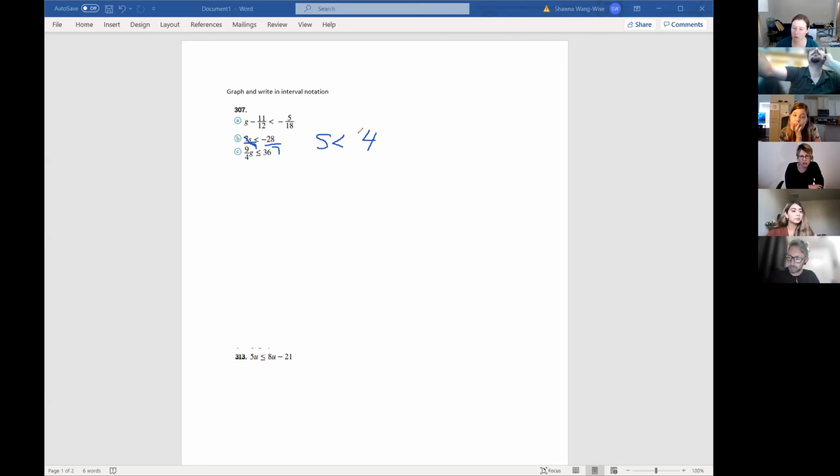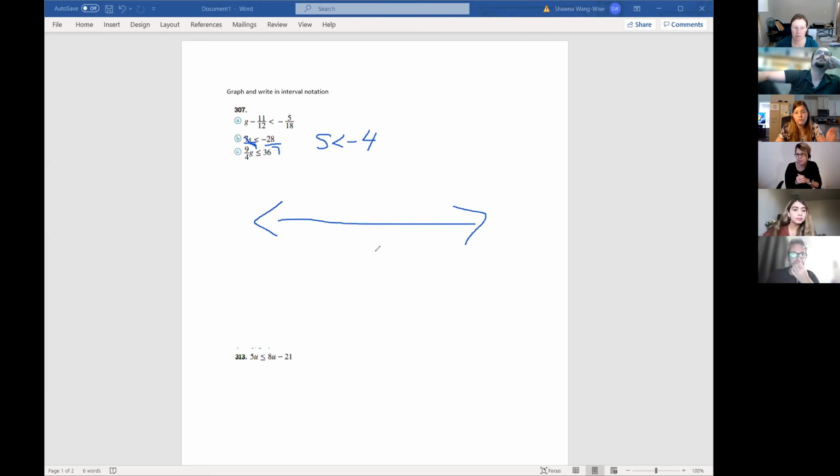Regular 4 or positive 4 or negative 4? -4. All right. And then the number line? So you're going to go 4 and then to the left towards negative infinity. Is it open or closed? Open. Okay. All right, nice.